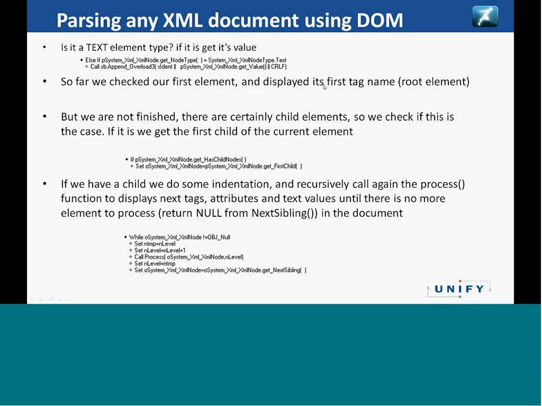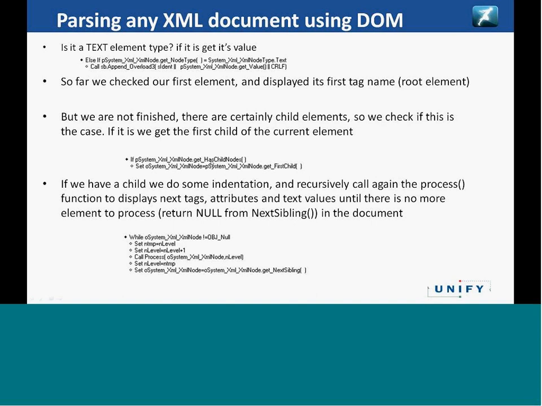So far we check our first element and display its first tag name. So right at the entry of the process function, you're going to typically get your root element, right? But we're not finished, because you have the root element, you have the close tag of the root element, but inside you have many nodes, right? So you're going to have to recursively parse those because you don't know how many nodes there are. So what you're going to do is to simply use the method HasChildNodes from the current node passed to the process function.